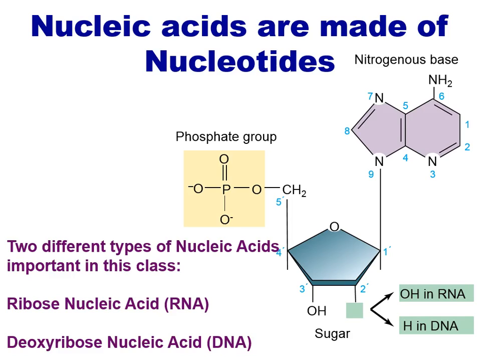The 2 different types of nucleic acids I mentioned, ribose nucleic acid or RNA and deoxyribose nucleic acid DNA, differ in what is attached to the 2' carbon in the sugar. Essentially, DNA is missing an oxygen in that spot, and thus it's called deoxyribose.